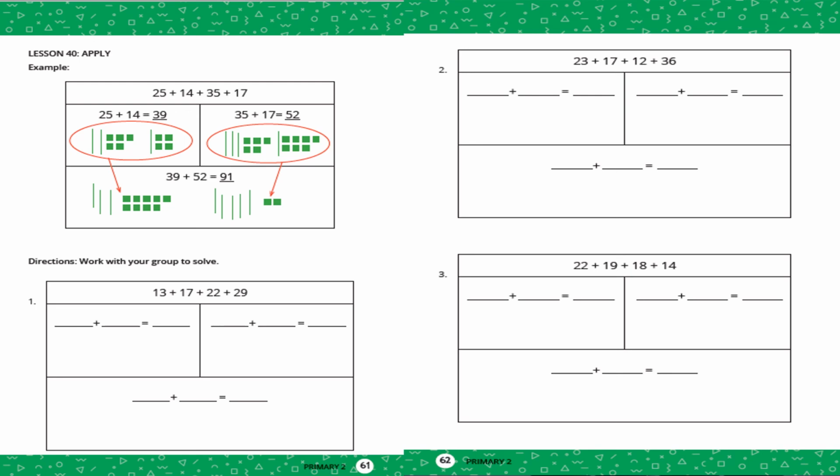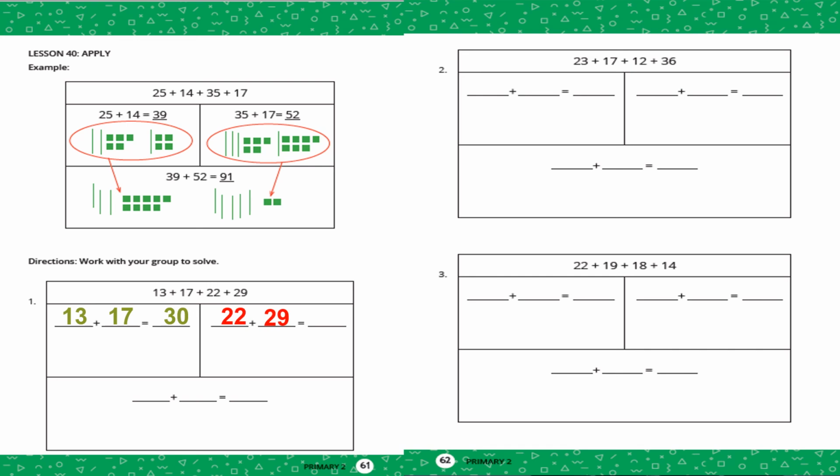Let's put every 2 numbers together. So 13 plus 17. 3 plus 7, after 7: 8, 9, 10. So we will put 0 and carry up 1 in tens. 1 plus 1 equals 2. 2 plus 1 equals 3. So it equals 30. Then we will put 22 plus 29.